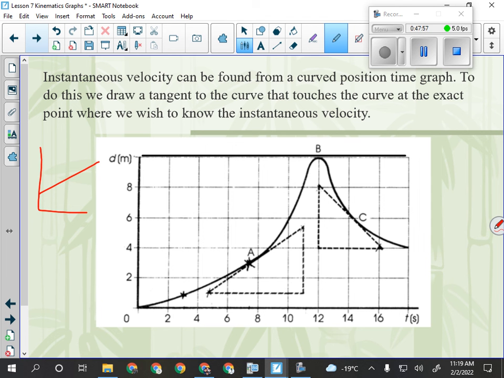Everybody kind of follow me on that? So in part A, we've got a whole bunch of little lines that are getting steeper and steeper. That means the object's going faster and faster, because the rate at which it's changing its position is getting higher and higher. So for part A, the object is accelerating. But once it gets to here, that changes. Now what does the line start to do?